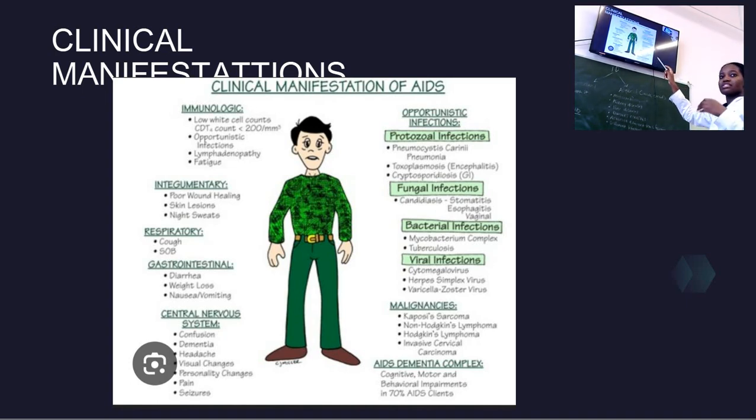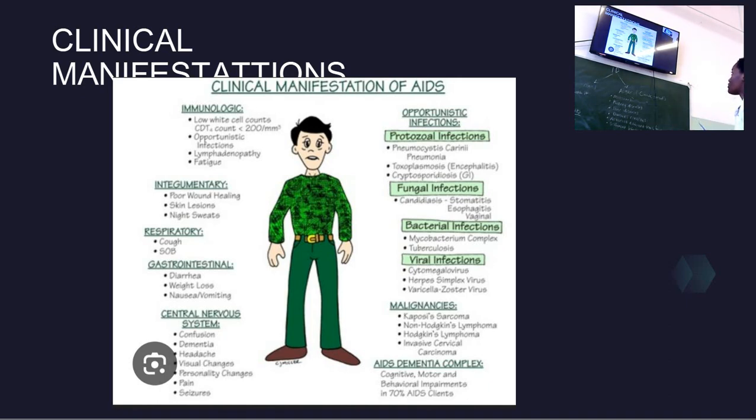You remember for the second phase, I said that the patient might have a form of forgetfulness. So there's also dementia, headache, visual changes, personality changes, pain, and seizures. And we have malignancies, where we have Kaposi sarcoma, non-Hodgkin's lymphoma, and invasive cervical carcinomas. These are all cancers due to AIDS.